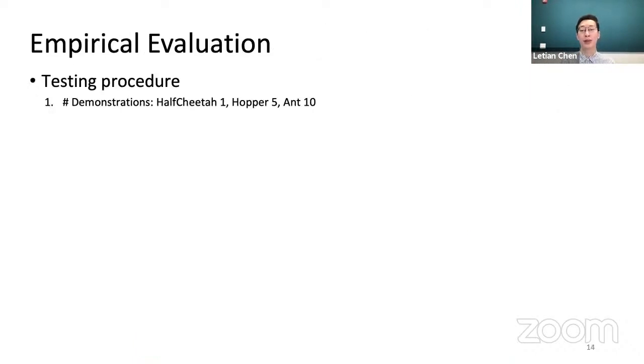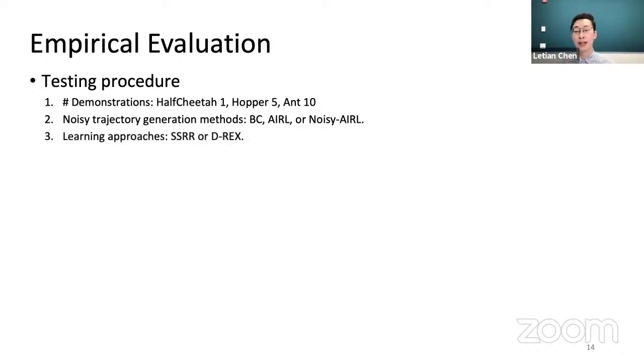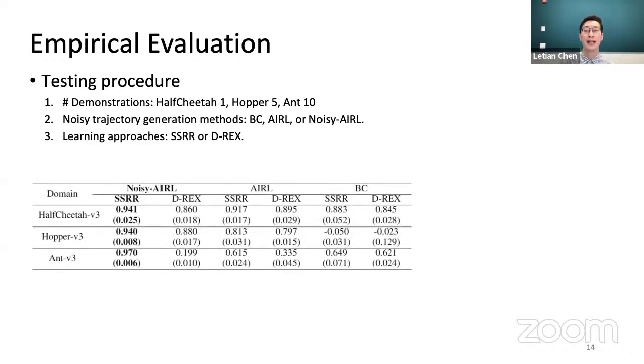We carry out our experiment comparing with the benchmark DREX by a 3x2 experiment design. The noisy trajectories could be generated via three different methods: behavioral cloning, ARL, or noisy ARL. And we apply either SSRR or our benchmark DREX to learn from the noisy trajectories. We compute the correlation between the learned reward function by SSRR or DREX with the ground truth reward shown in the table. SSRR learning with noisy ARL noisy dataset generation achieves the best correlation across the 6 combinations.